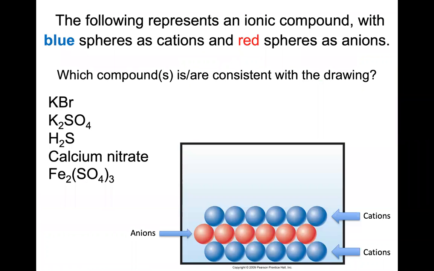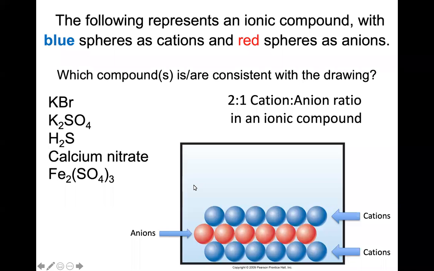So this question is from the end of the chapter. It says the following represents an ionic compound and the blue spheres are cations and the red spheres are anions. Which would be consistent with this? So when I look at that particular image, what I'm taking away is, well, it's an ionic compound and it has a 2-to-1 ratio for the cations to the anions. 2 cations for every 1 anion.